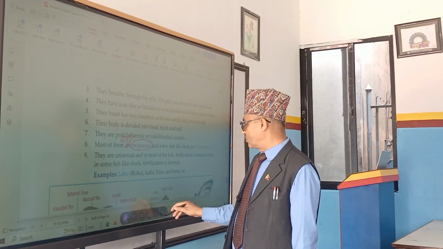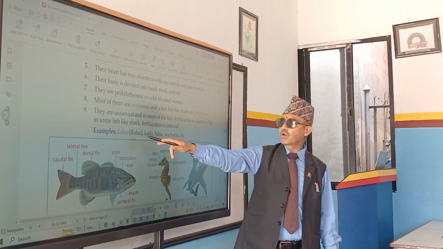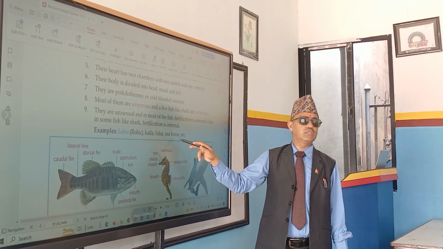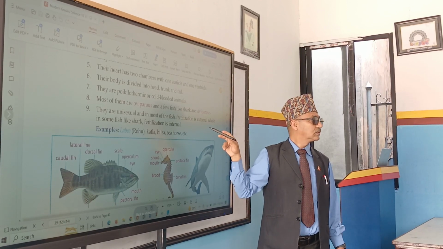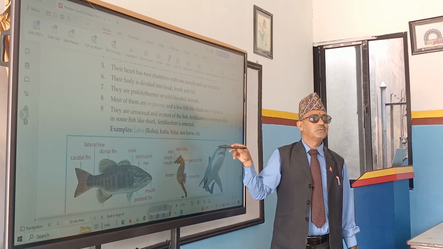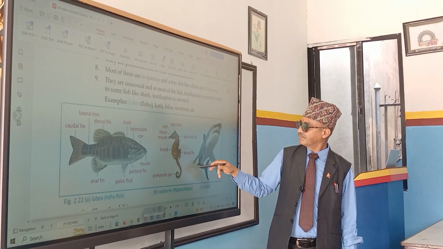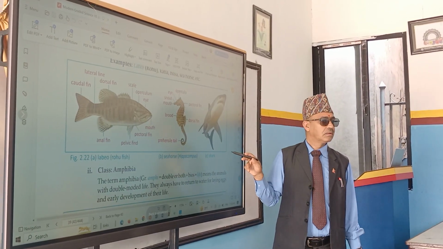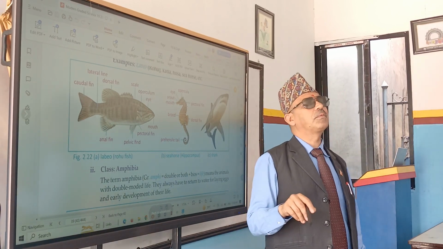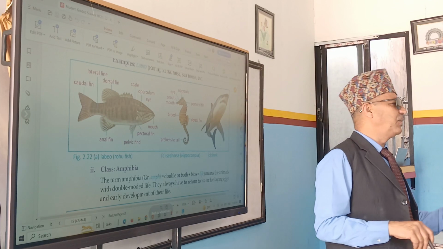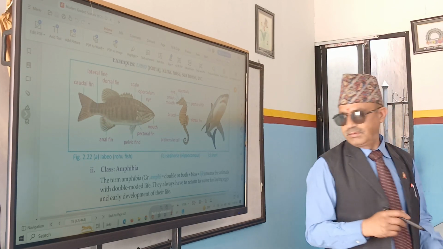Okay, which organisms belong to Pisces? Labeo rohu, Katla, Hilsa, Seahorse. Shark also belongs to fish. Pisces. Right? Sir, what is Katla? Katla is the name of a fish. Let's see the picture of that, no? How is it caught? Katla fish.